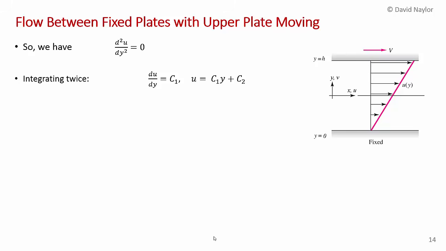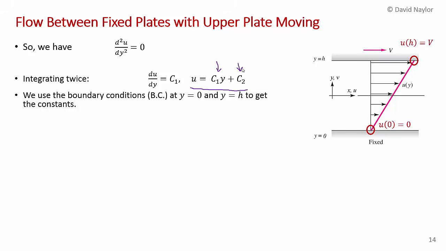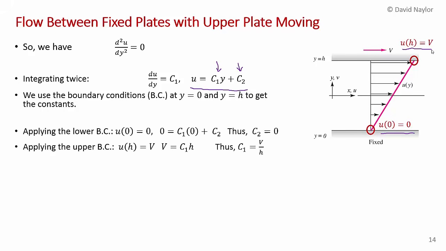So we have just that d squared u by dy squared equals 0. Very easy to integrate. We integrate once, we get a constant c1, we integrate twice, and we get a constant c2. So you can see it's a linear profile, and we'll evaluate c1 and c2 using the boundary conditions. So we've got these boundary conditions, the no slip. So at y equals 0, we have that the velocity is 0, and at y equals h, we have that the velocity is equal to the upper plate velocity, capital V.